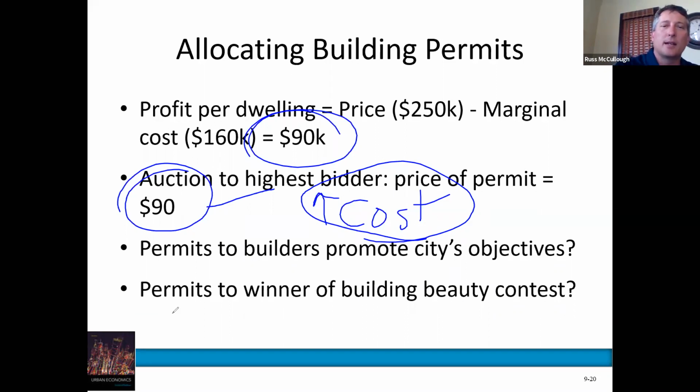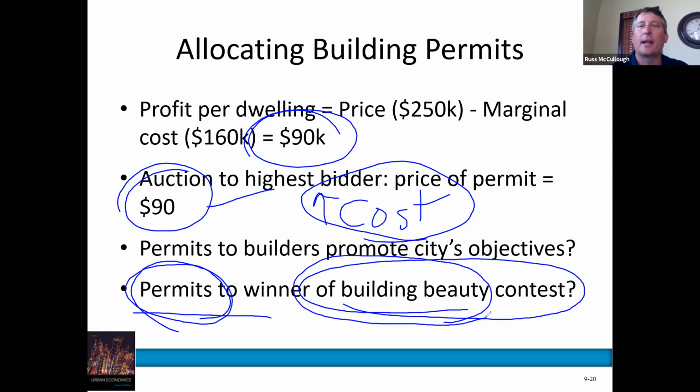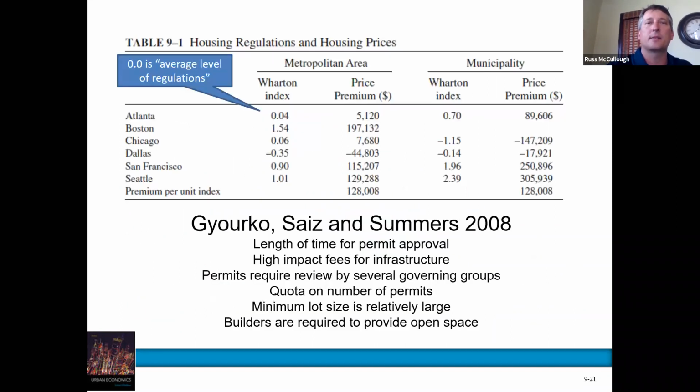So this idea here of the building beauty contest. If we're effectively rationing out building permits, then maybe it's the builder that makes their houses the prettiest, right? And again, prettiness means housing costs are going to go up. So we have this escalation of prices from these types of policies.